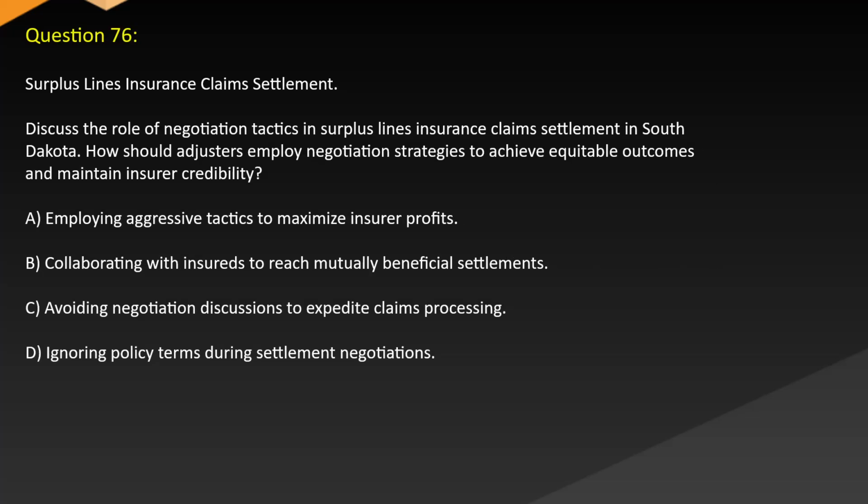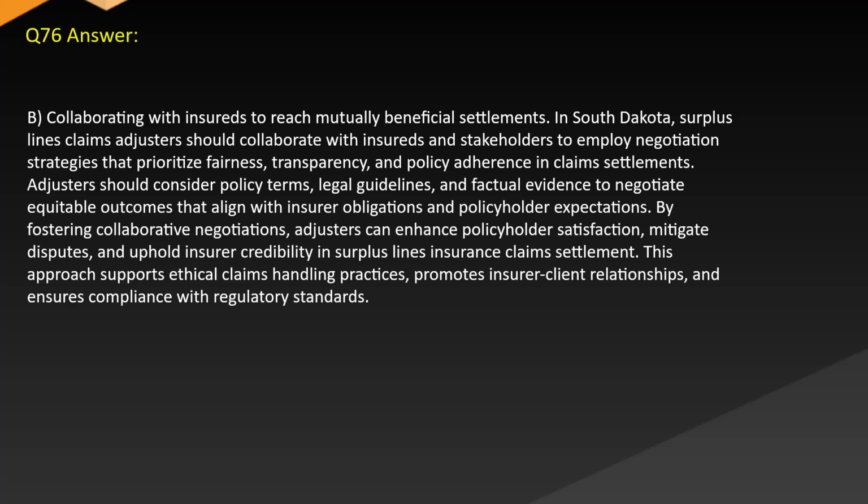Question 76. Surplus lines insurance claims settlement. Discuss the role of negotiation tactics in surplus lines insurance claims settlement in South Dakota. How should adjusters employ negotiation strategies to achieve equitable outcomes and maintain insurer credibility? A. Employing aggressive tactics to maximize insurer profits. B. Collaborating with insureds to reach mutually beneficial settlements. C. Avoiding negotiation discussions to expedite claims processing. D. Ignoring policy terms during settlement negotiations. Answer is B. Collaborating with insureds to reach mutually beneficial settlements.